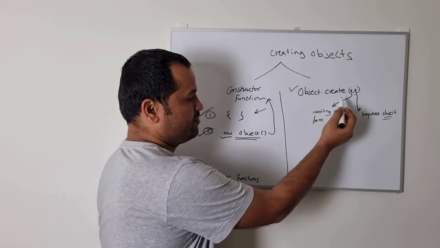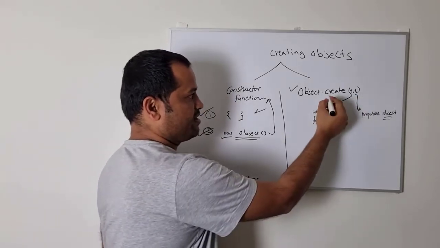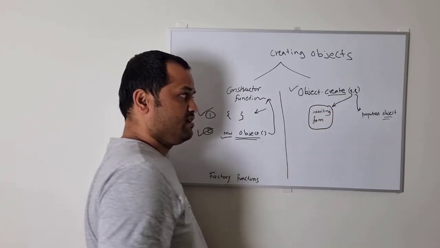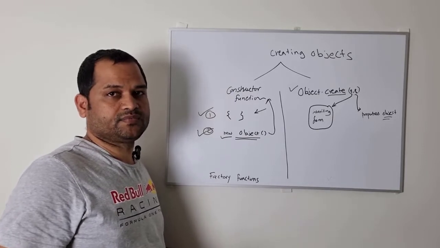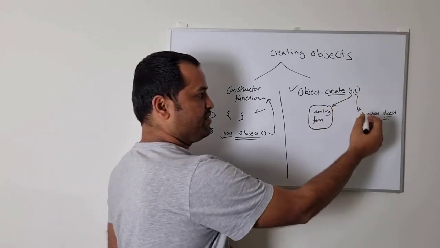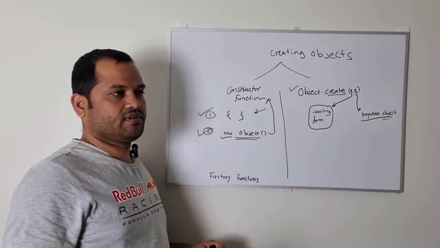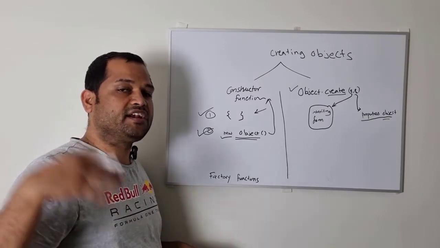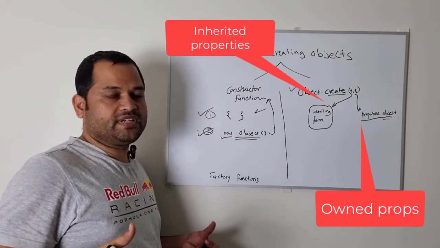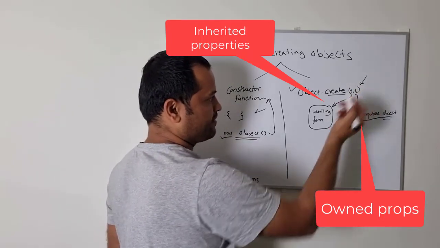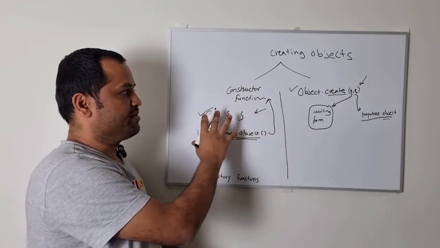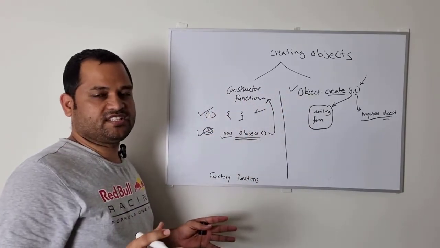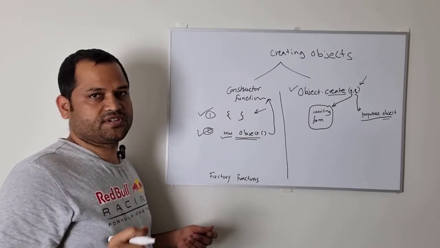Let me talk about the 2 parameters that this create method takes. The first parameter is the object from which the new object will inherit. The second parameter is the properties object. The object can have its own properties, and there can be some properties that it will inherit from another object. The own properties can be defined in this second parameter. That is the only difference between constructor function and object.create. Both will create objects, it is just different ways of creating them.